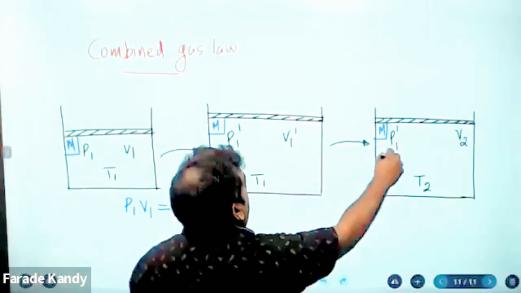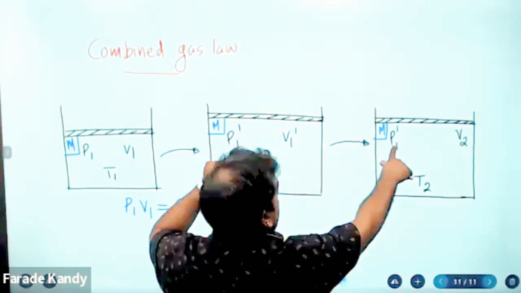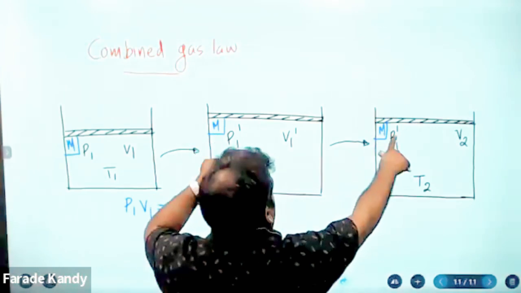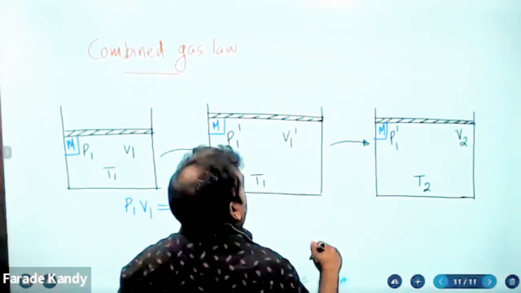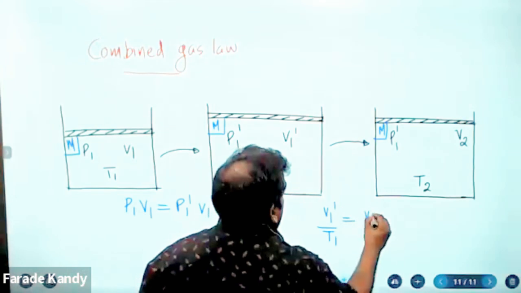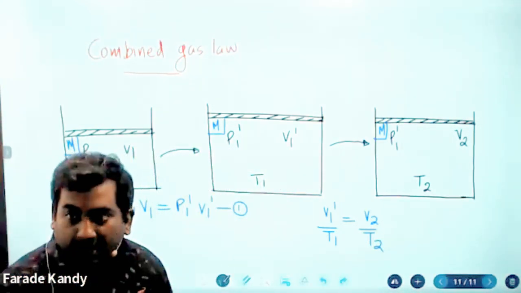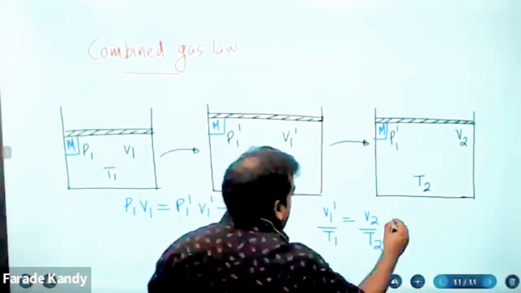Looking at these two, what can you say? Fixed mass of gas, pressure is same. We can apply Charles' law. V1 dash over T1 equals V2 over T2. Correct, no? Clear, no? Right. Equation number 2.